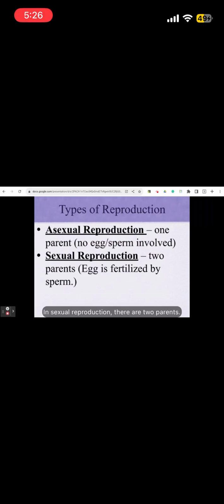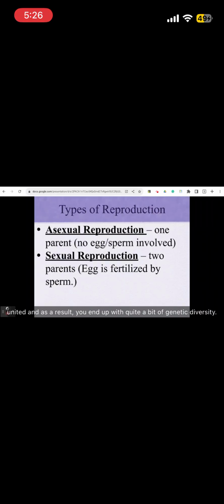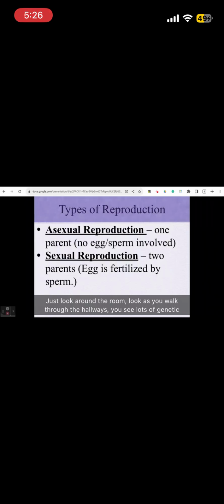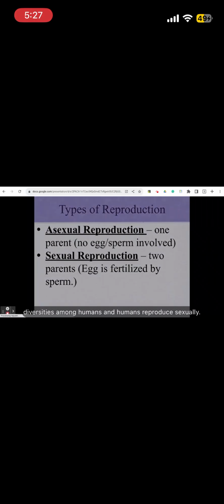In sexual reproduction, though, there are two parents. An egg is fertilized by a sperm, and in this instance, since you have two parents, you have two sets of genes that are being united, and as a result, you end up with quite a bit of genetic diversity. I mean, just look around the room, look as you walk through the hallways, you see lots of genetic diversity among humans, and humans reproduce sexually.